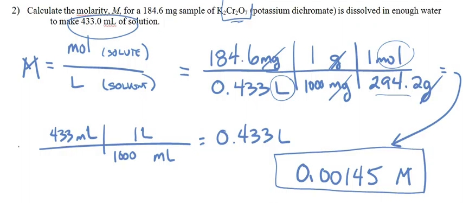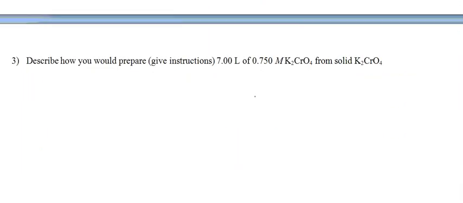Okay? Alright. Now again, don't freak out because there's really small numbers or really big numbers. You'll get used to that. Alright, number 3. Alright, describe how you would prepare or give instructions for the preparation of 7 liters of a 0.75 molar potassium chromate from solid potassium chromate.